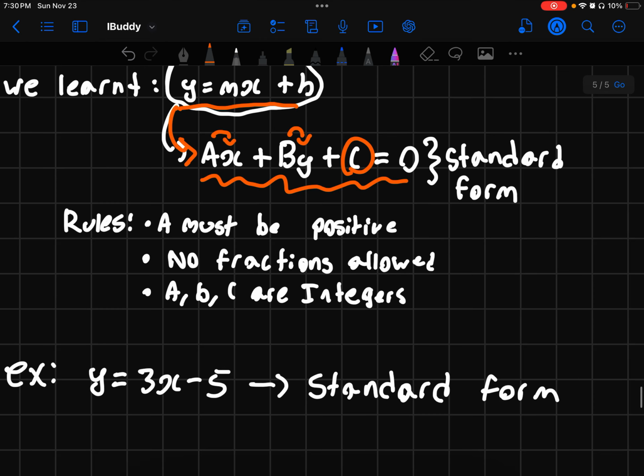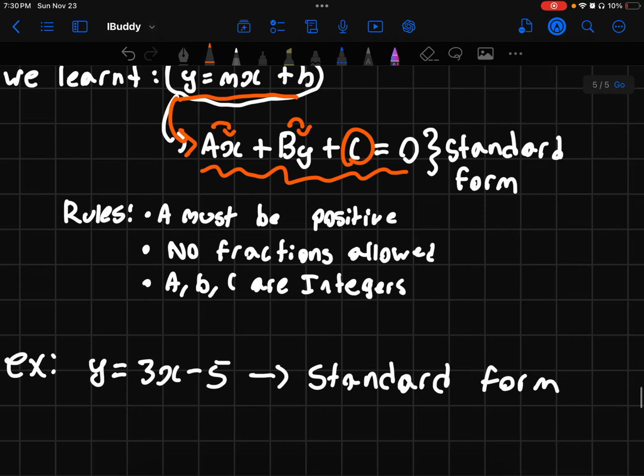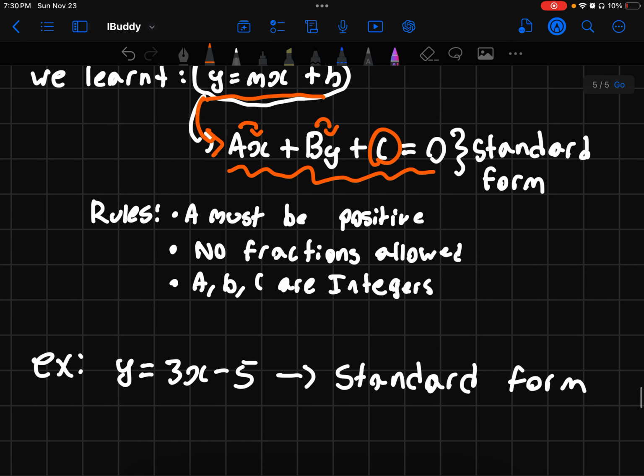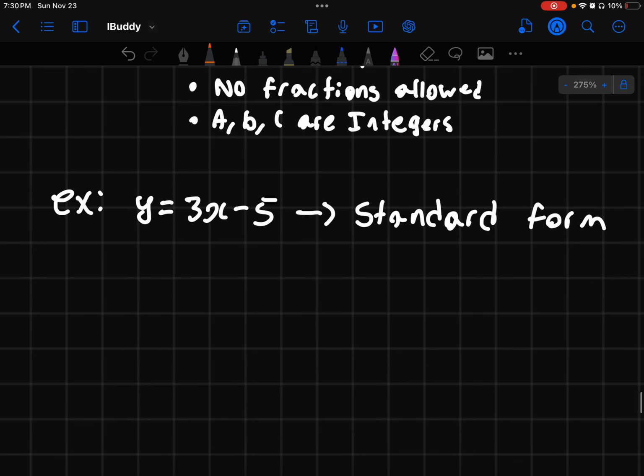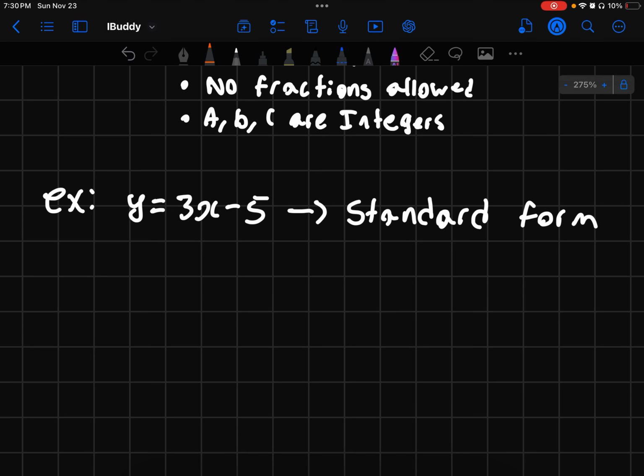Okay, so a, b, and c are pretty important. Standard form is pretty important. It helps you find the intercepts very easily. Sometimes you need to find the x-intercepts or the y-intercepts to solve a question. To find the x-intercept, you set y equals 0, and to find the y-intercept, you set x equals 0. But for now, let's go over an example converting slope-intercept form into standard form.